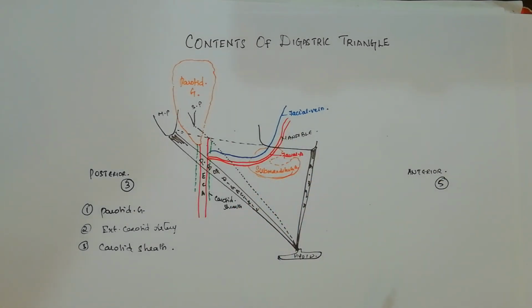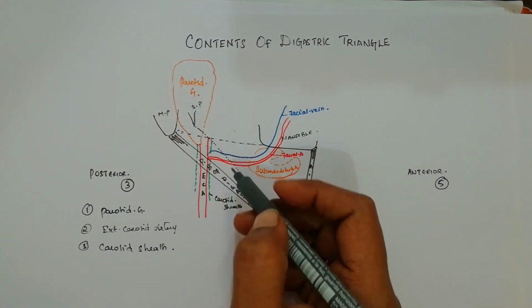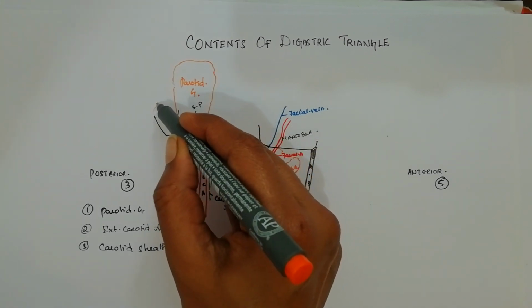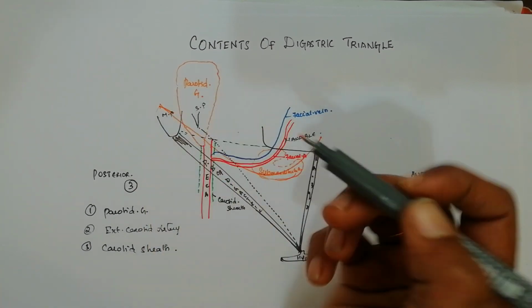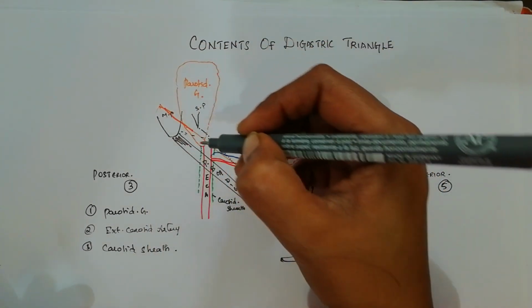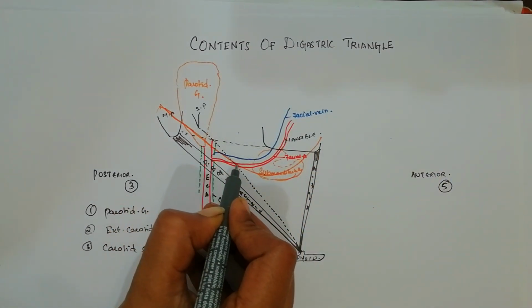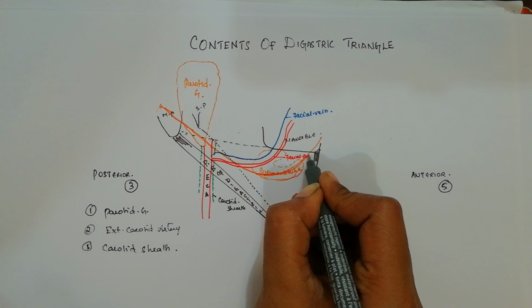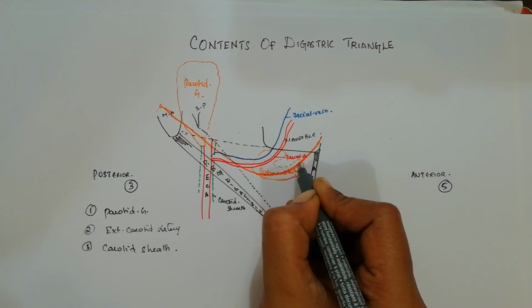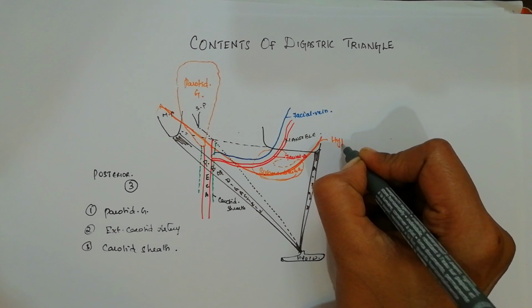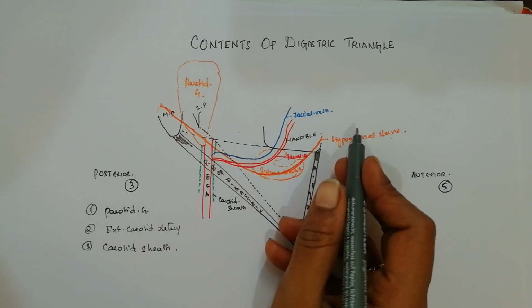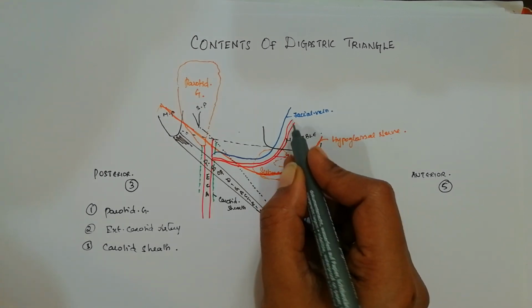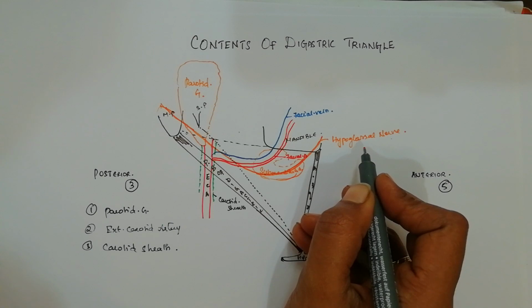Along with this, we have got a nerve present over here, and that nerve is the 12th cranial nerve, that is our hypoglossal nerve. So this is the nerve we have got, the hypoglossal nerve. So 4 structures we have seen: submandibular gland, facial artery, facial vein and hypoglossal nerve.